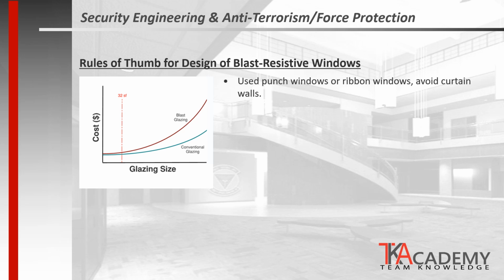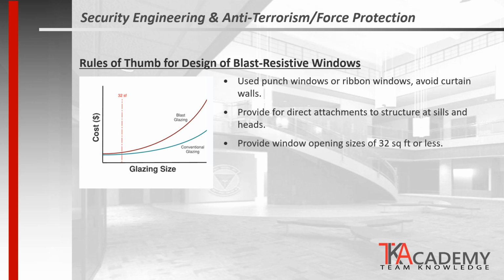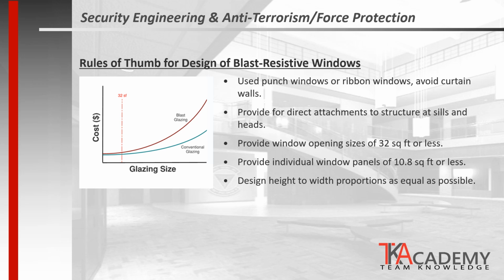Use punched windows or ribbon windows and avoid the use of curtain walls. Provide for direct attachment to the structure at the sills and the heads. Provide window opening sizes of 32 square feet or less. Provide individual window panels of 10.8 square feet or less. Design the height and width proportions of a window as equal as possible.